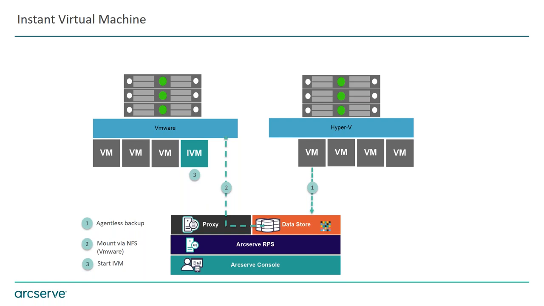And once that's been spun up, you can then vMotion it or move the storage and make it a permanent VM once it's up and running. So Instant VM is great because it doesn't need a lot of additional disk space, because it's booting off the backup storage. You can do this on any system without having to provision loads and loads of storage space ahead of time, and you can do it on a server by server basis.